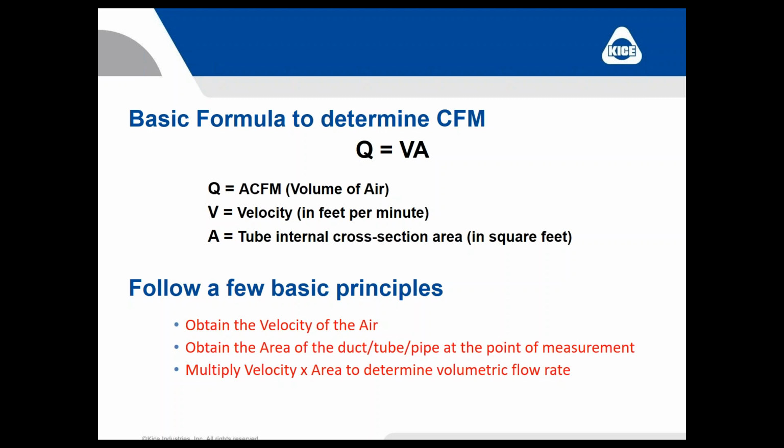So we follow a few basic principles here. First, we have to obtain the velocity of the air. Then we have to obtain the area of the duct, the pipe, the tubing, the fitting at the point of measurement. And then it's pretty simple: we multiply the velocity times the area to determine the volumetric flow rate, or CFM.